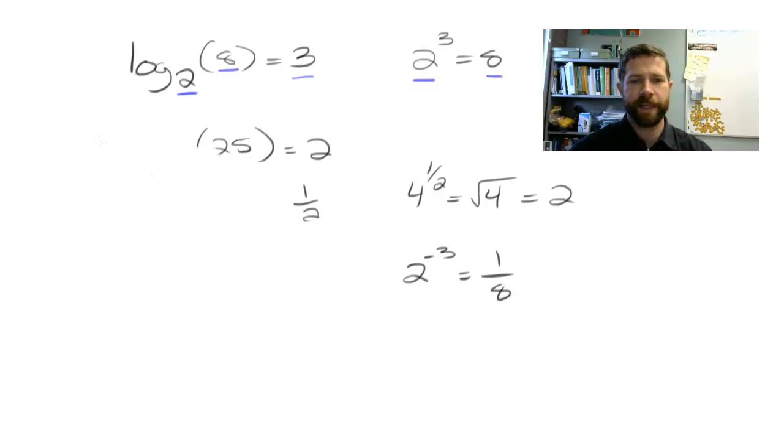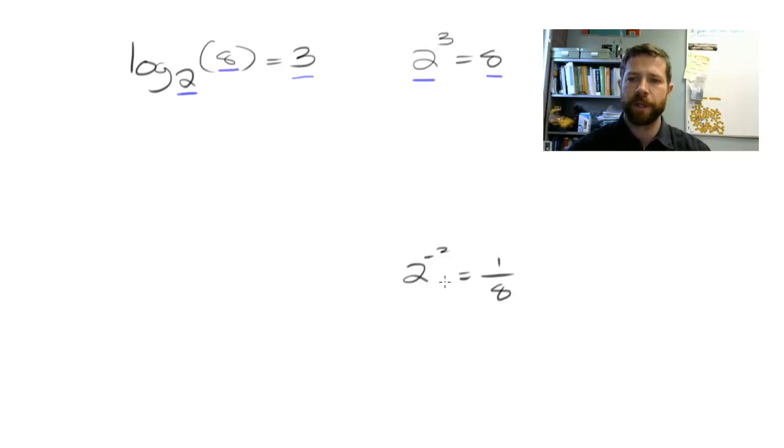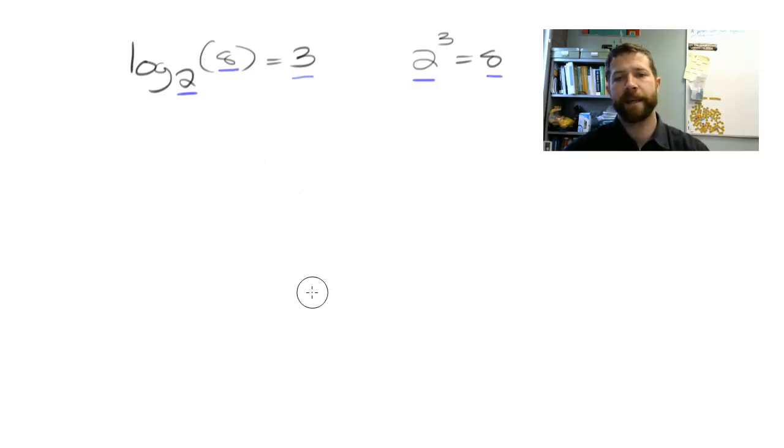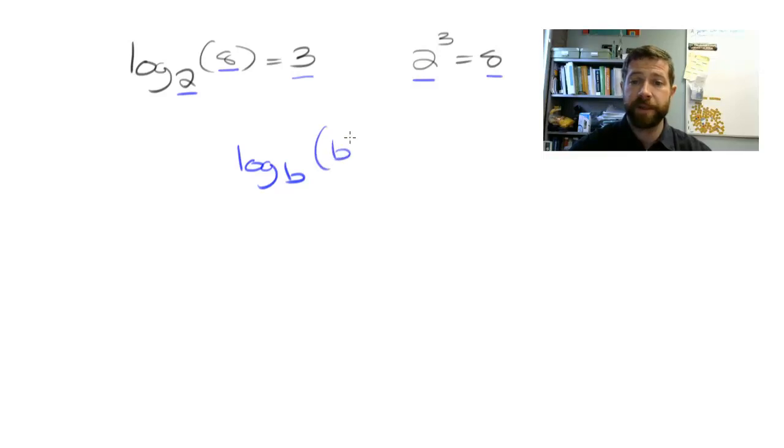I want to get into the more interesting or important conversation right now, which is the common log and the natural log. But before I do that, I want to summarize a main definition or property. It's a property of logarithms, but I consider it kind of the definition of logarithms also, which is the log base b of b to the r equals r. And I'll rewrite my first example up there in this form.